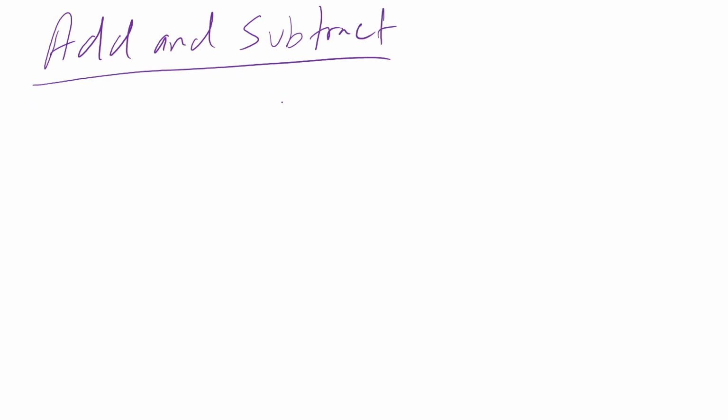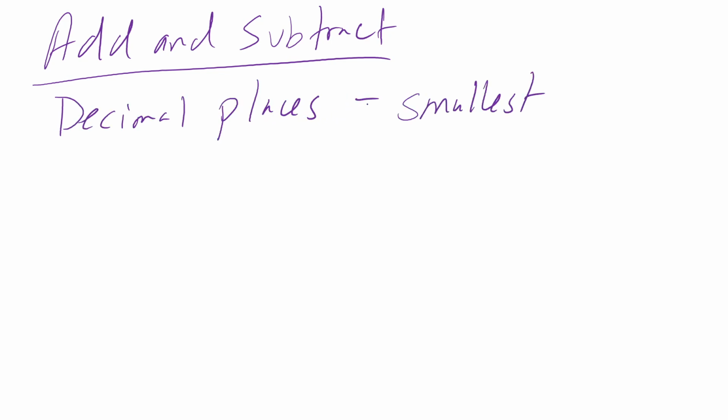Now, the other operations that you do are add and subtract. When we add and subtract, we're actually looking at something a little bit different. We're not looking at significant figures, but we're actually looking at decimal places. And it is the smallest number of decimal places that we're looking for in our answer.